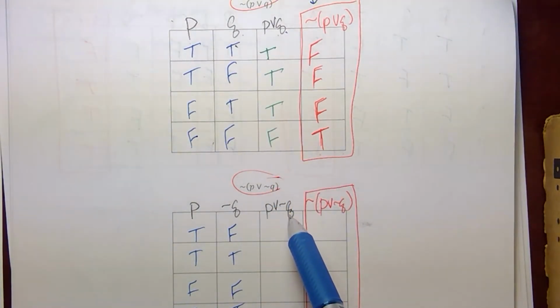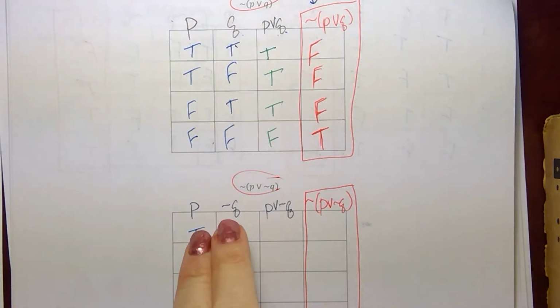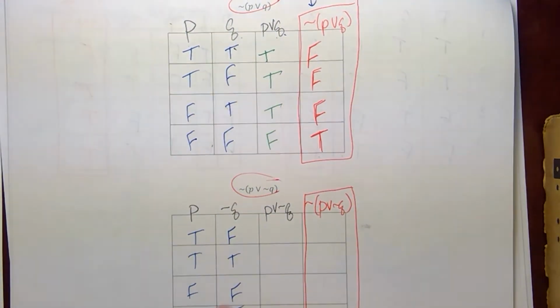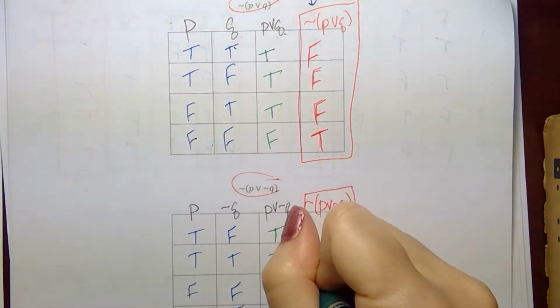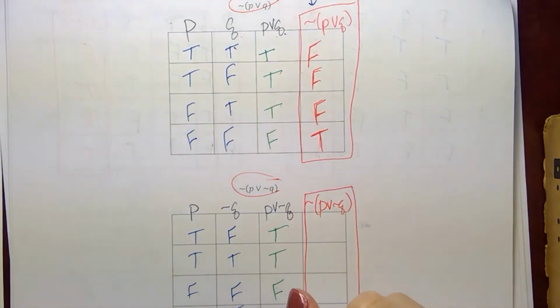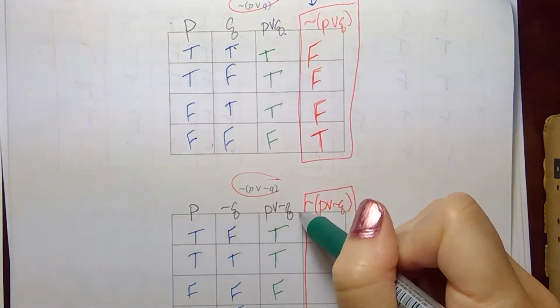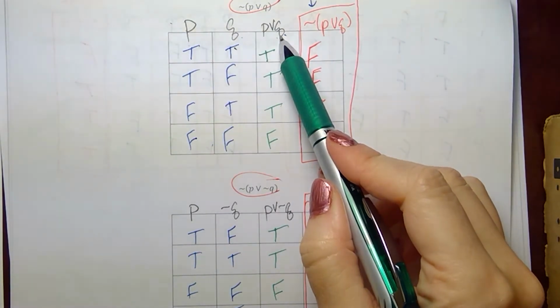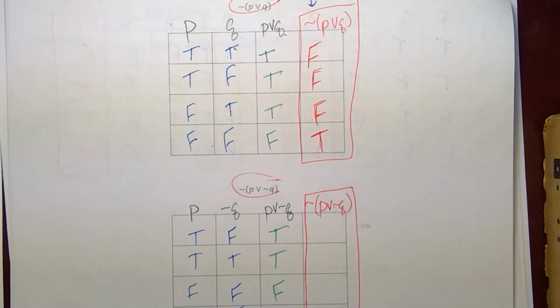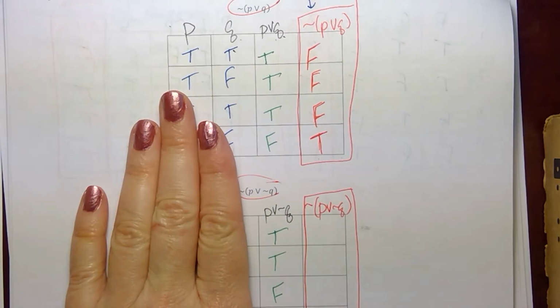Okay, the next one, P or not Q. I have to compare both of these. Or means if it is true in at least one statement, it's true for the disjunction. So this time my third case is false. Notice that P or not Q has a different set of truth values than P or Q.